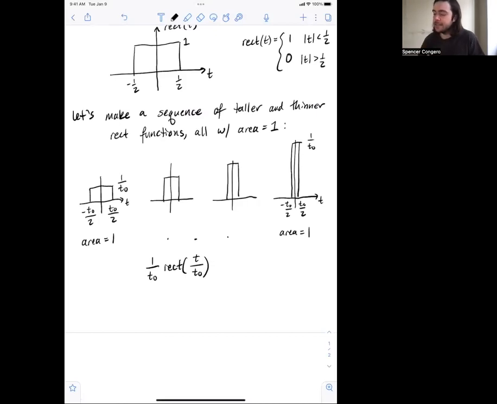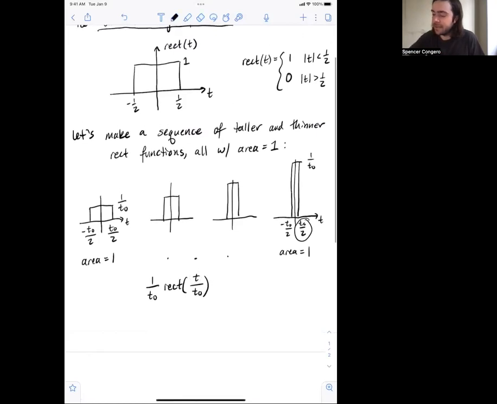Okay, so you can see if I plug in t naught over 2 for t, the t naughts cancel and I get 1/2. And that makes sense because you can see here 1/2 is the place where the right edge of the rectangle comes down. And that's what's happening at t naught over 2. Same thing at negative t naught over 2. Okay, so this is the equation of all of these rects.